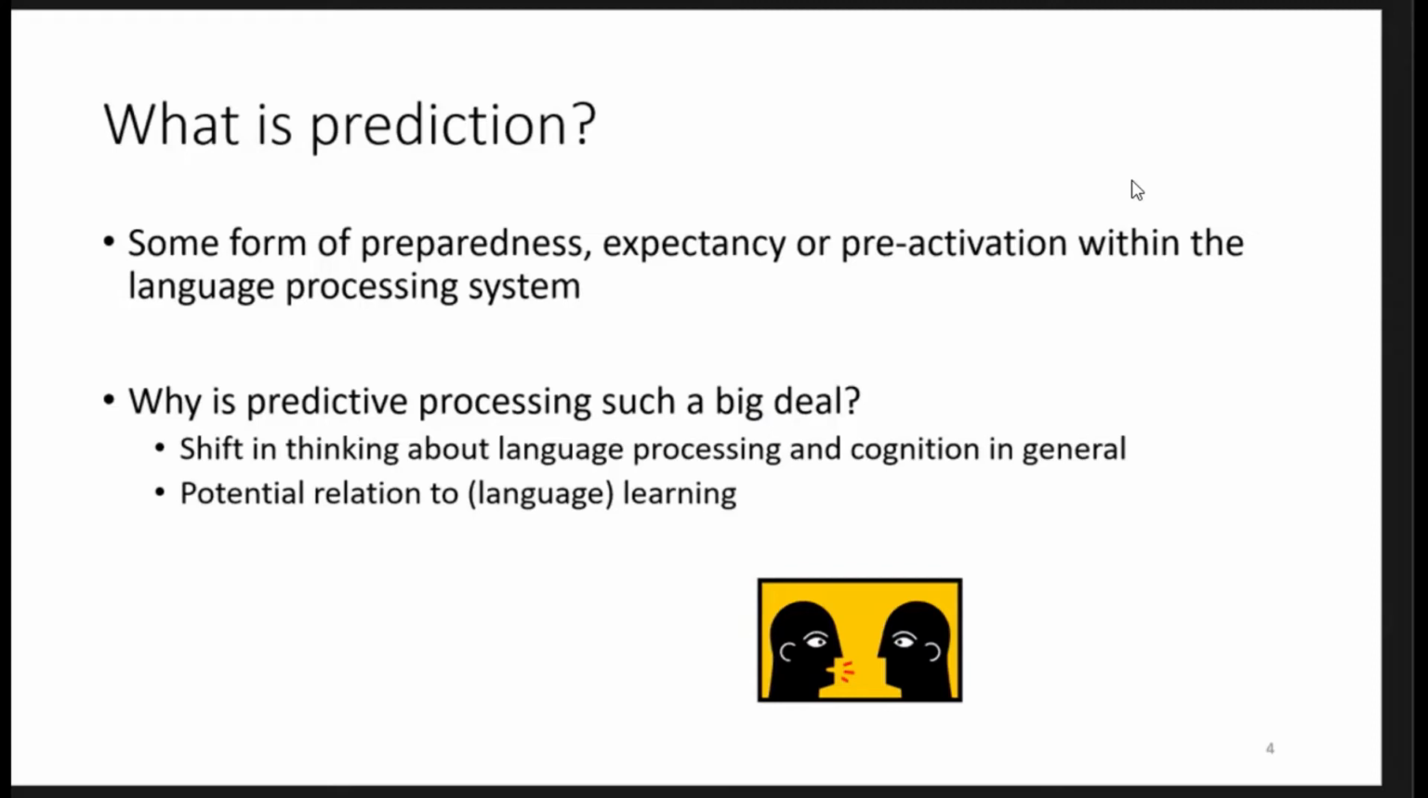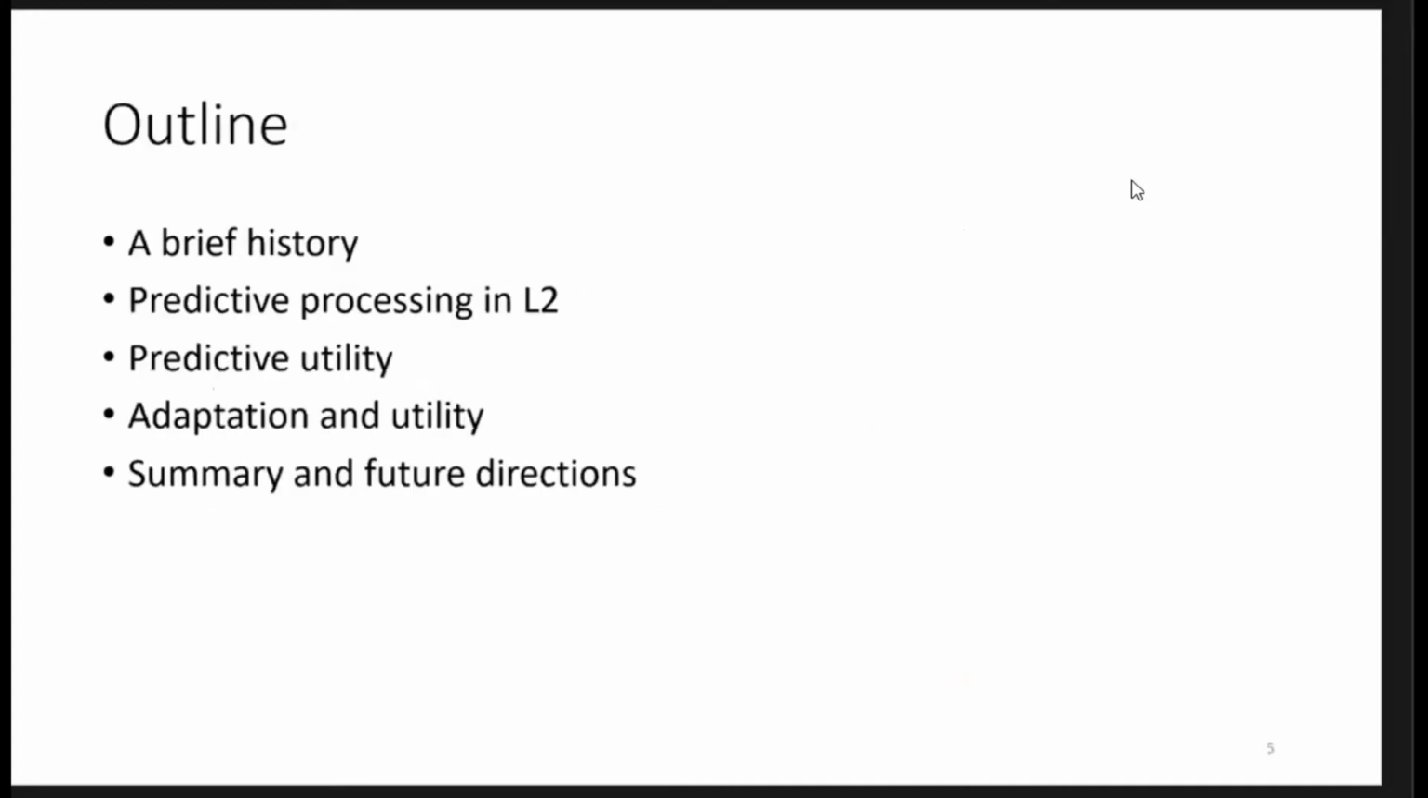But why is this all such a big deal? Why is everybody talking about prediction? Well, first of all, it's popular because it was a whole shift in thinking, and I will illustrate that in the next few slides. So it has been a major shift in how we think about cognitive processes. And second, because potentially it's related to language learning. And of course, for people interested in second language acquisition, that's a very nice connection. But as I will show you later, the connection is not really straightforward.